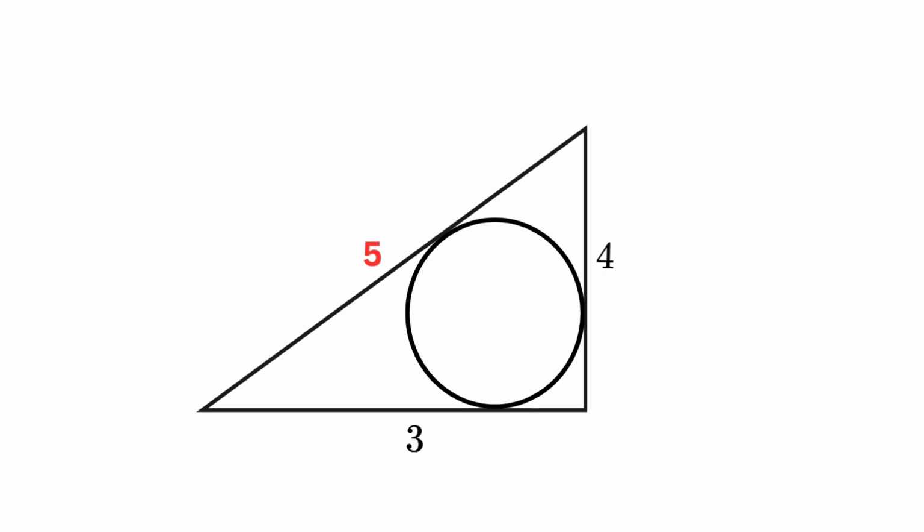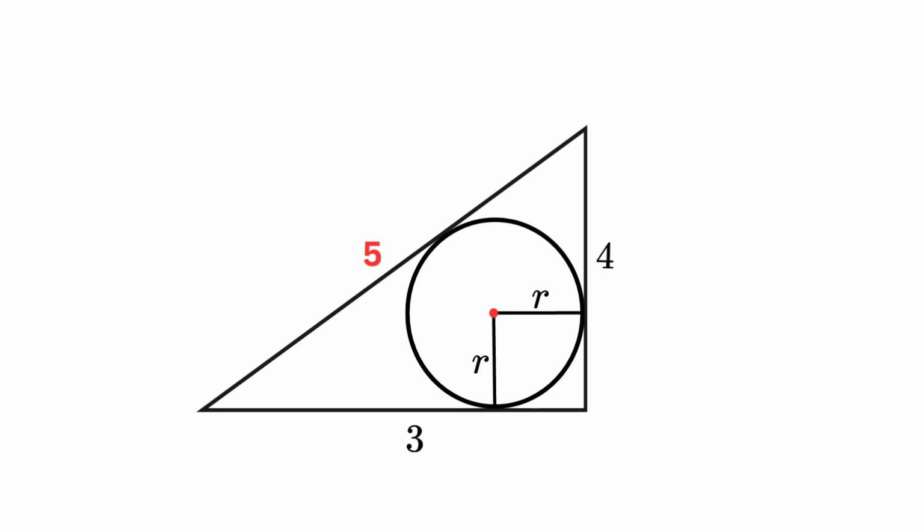Is that the end of the problem? No. Our job is to find the area of the circle that is inscribed inside the triangle. Now let us suppose this is the center of the circle. If we draw 2 lines from the center to the edge of the circle, that is the radius of the circle. Let's call this radius r.